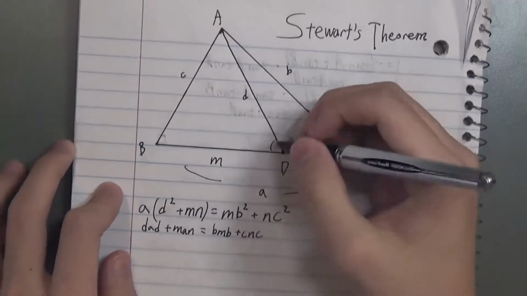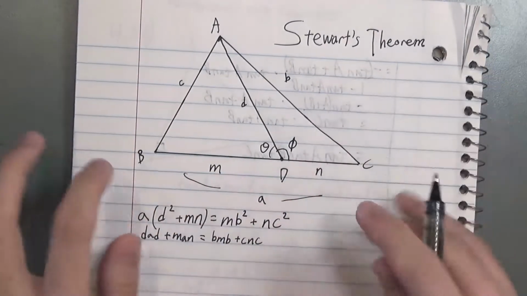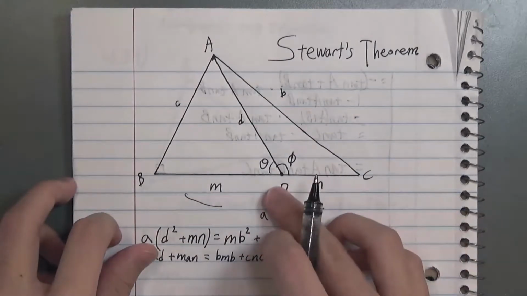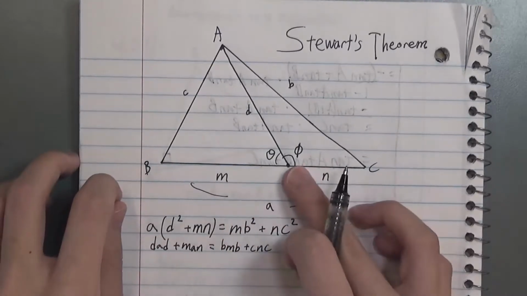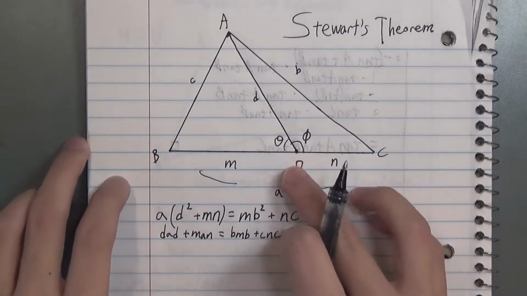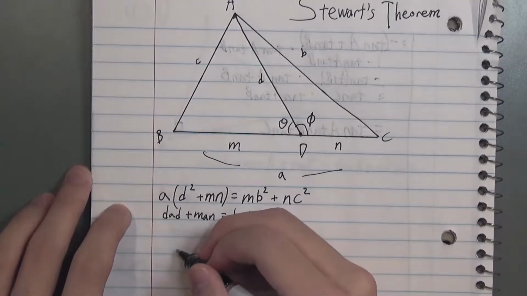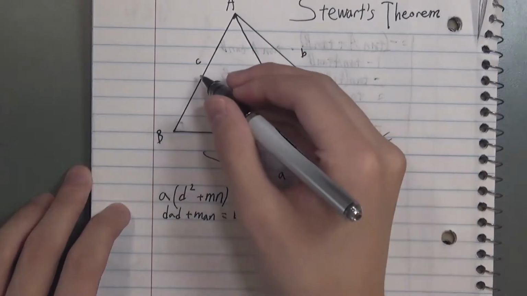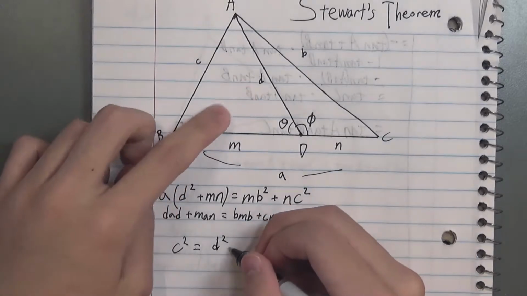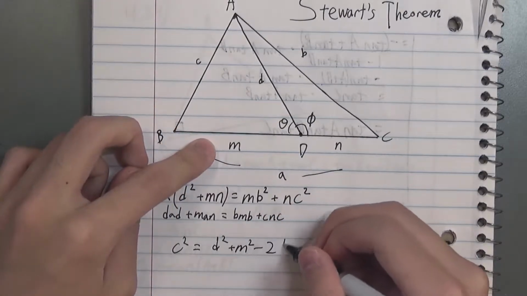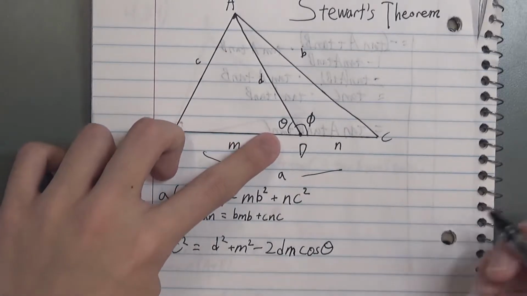Let's try it. Let's just call this angle theta. Let's call this angle phi. We could call them different variables just for now. So using the law of cosines, let's just do it for theta. The law of cosines, the opposite side, right? c squared equals d squared plus m squared minus 2dm times cosine of theta.